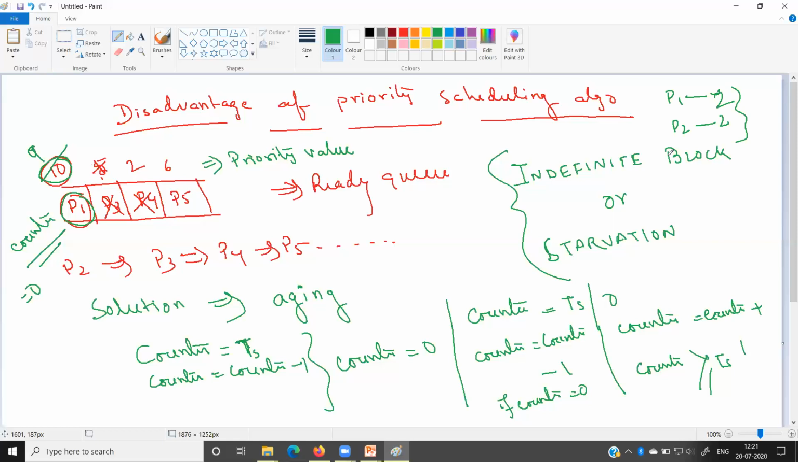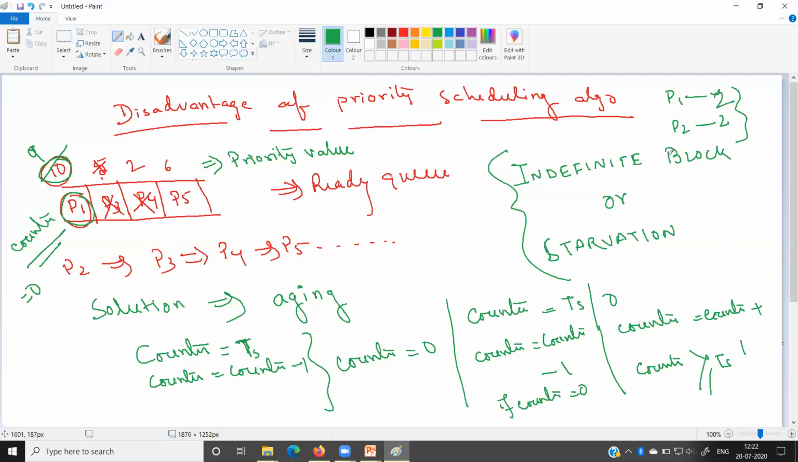And if both processes arrived at the same time, then depending on the position in the ready queue, the process will be selected. So that is all about the priority scheduling algorithm. The main important concept here is that the process will be scheduled to the CPU based on the priority of the process. And due to this priority scheduling, a problem will occur for the lowest priority process. That problem is called indefinite blocking or starvation.